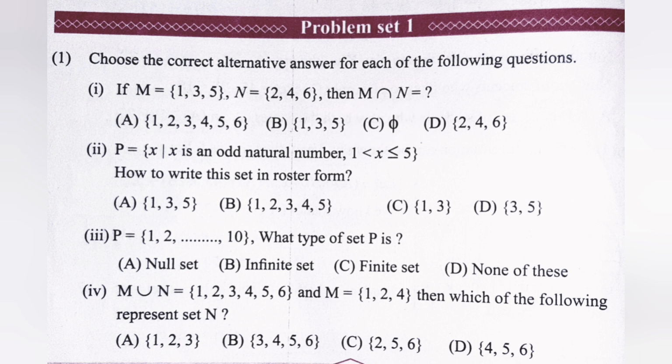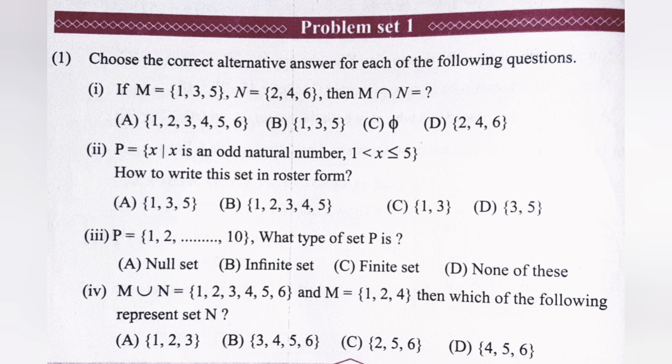Second one: P is a set of all x such that x is an odd natural number, x is greater than 1 and less than or equal to 5. First of all, the odd numbers between 1 to 5 are 1, 3 and 5 itself. We don't have to include 1 here because it should be greater than 1. So it should be 3 and 5, and we have to include 5 here because it is less than or equal to 5. So the answer is 3 and 5, option D.